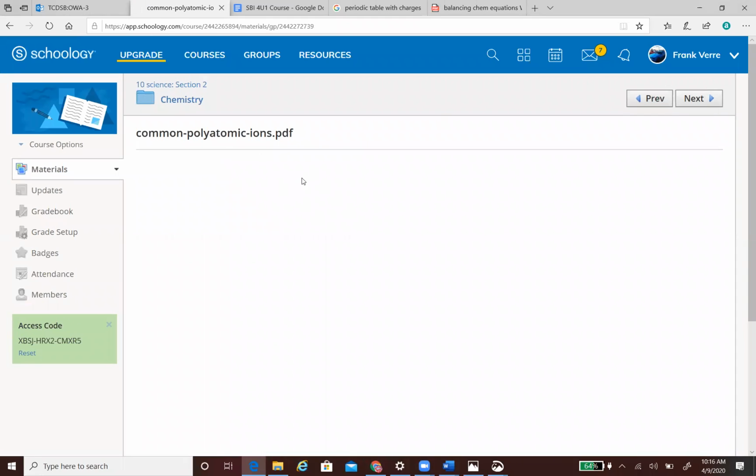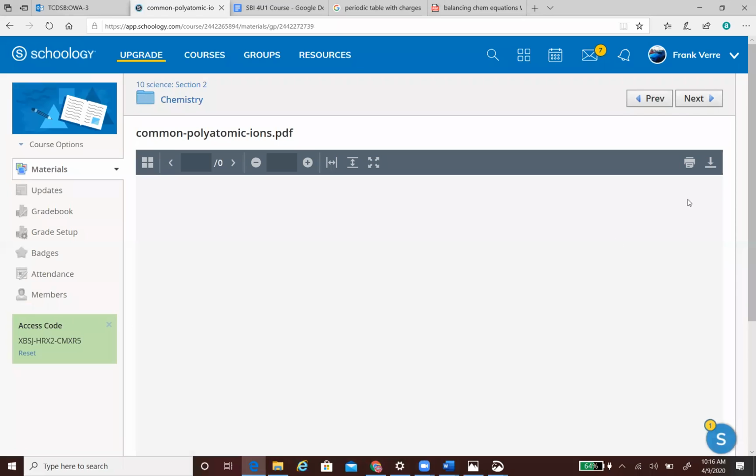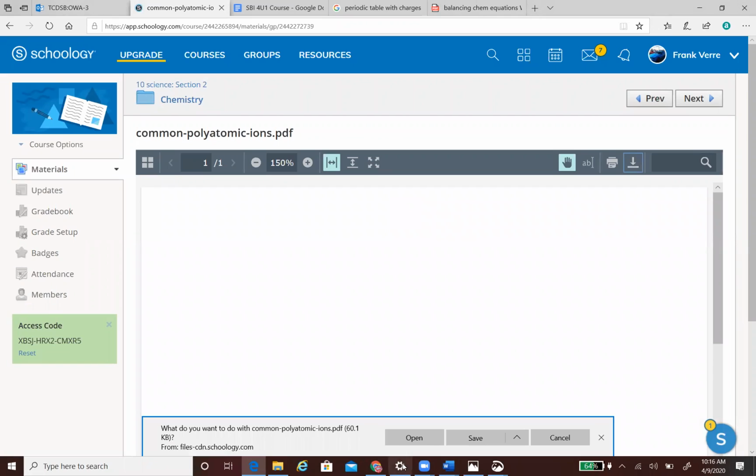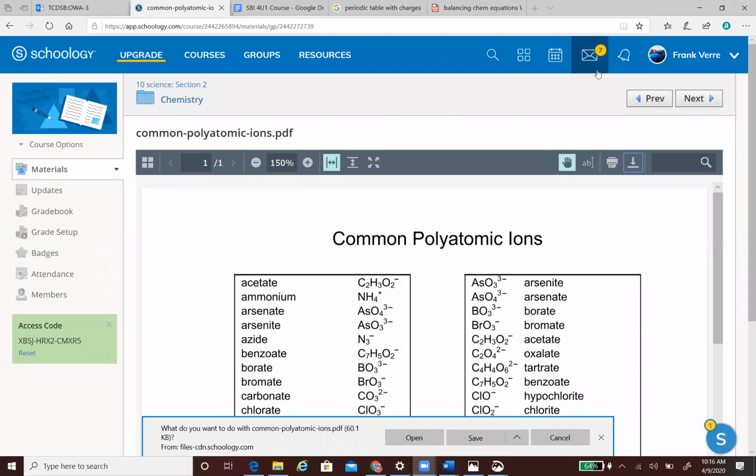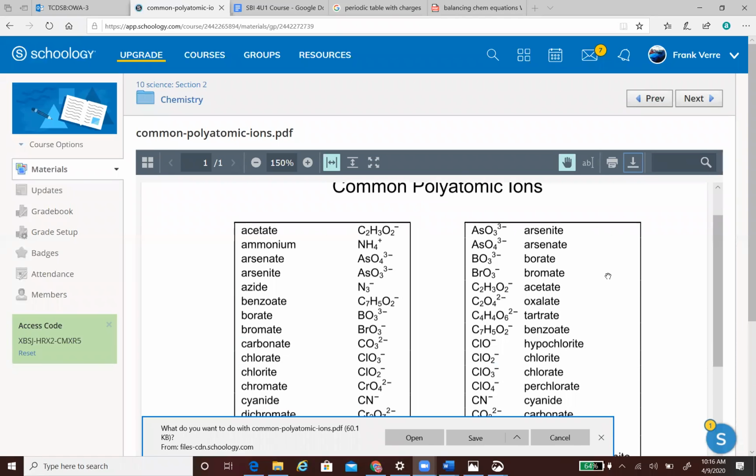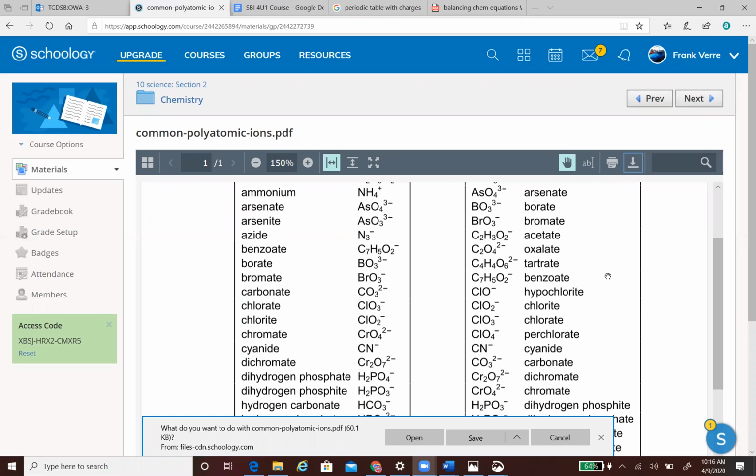This is one of those things where I'll be honest with you, there's going to be quite a bit on this list. Let me just download it. Probably the best option. So here is a bunch of different polyatomics, and you're probably not going to come across too many of them. There's only going to be a small set that you're going to use most often.